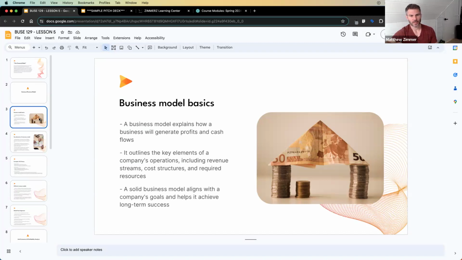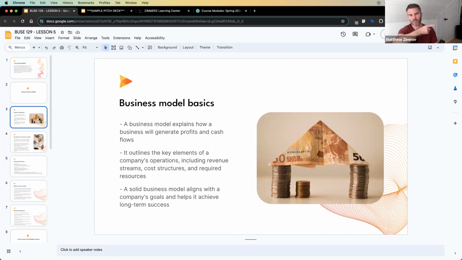But the first thing we want to craft is a business model for how our business operates. A business model explains how a business generates profits and cash flows. And the key there is really thinking about cash flows. The old adage is you need to spend money to make money. Well, you need to make money to spend money too. So this is a cash flow. Cash flows through our business.